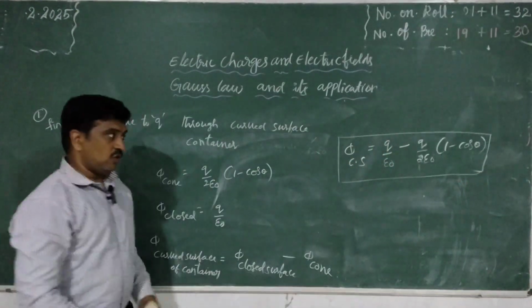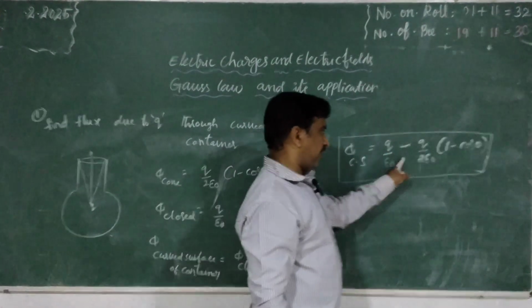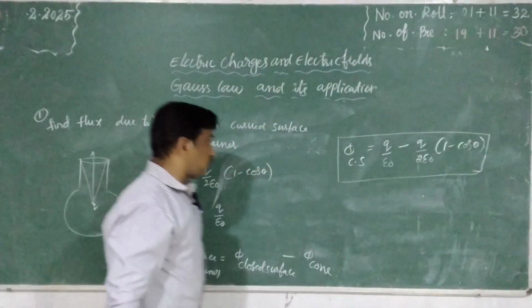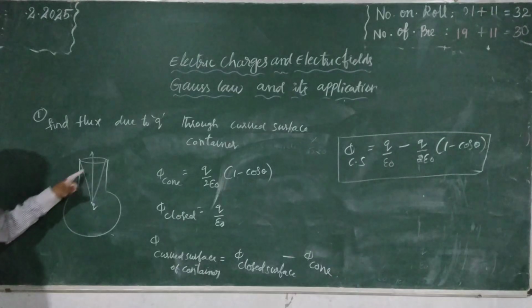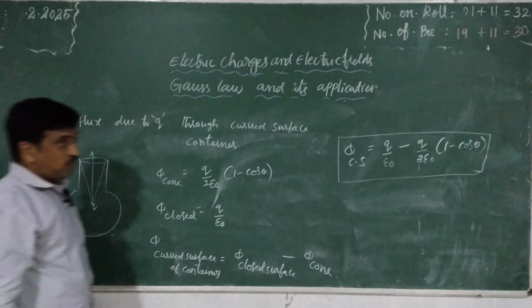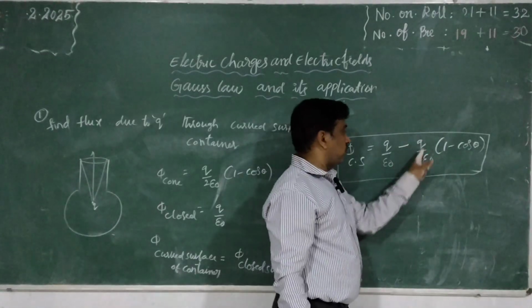What is the formula? q by epsilon naught minus q by 2 epsilon naught into (1 minus cos theta). This is the flux through only the curved surface of the container. What is the formula? q by epsilon naught minus q by 2 epsilon naught into (1 minus cos theta).